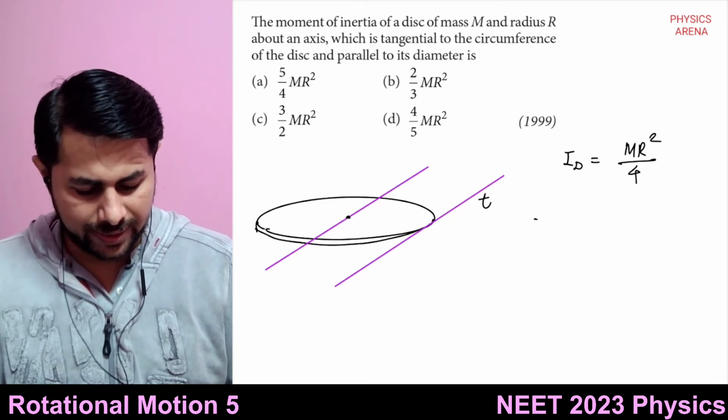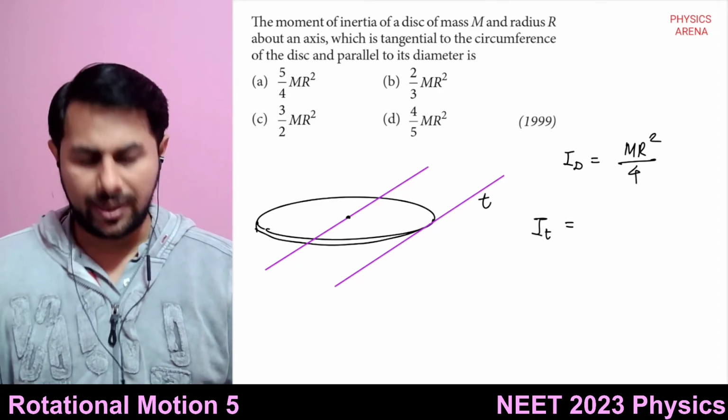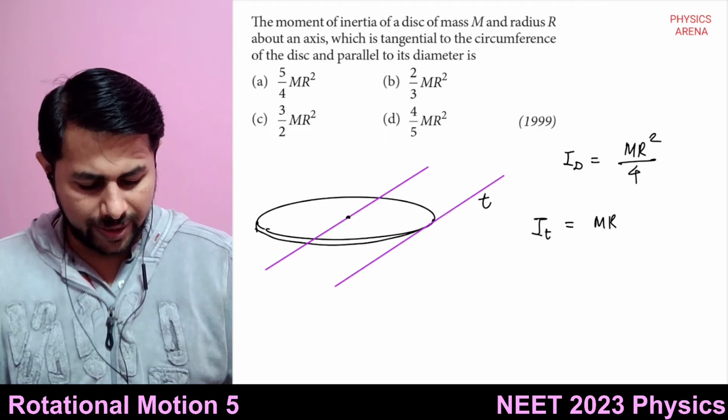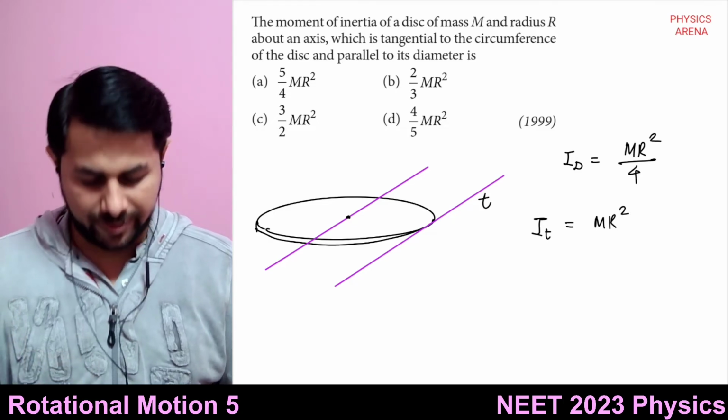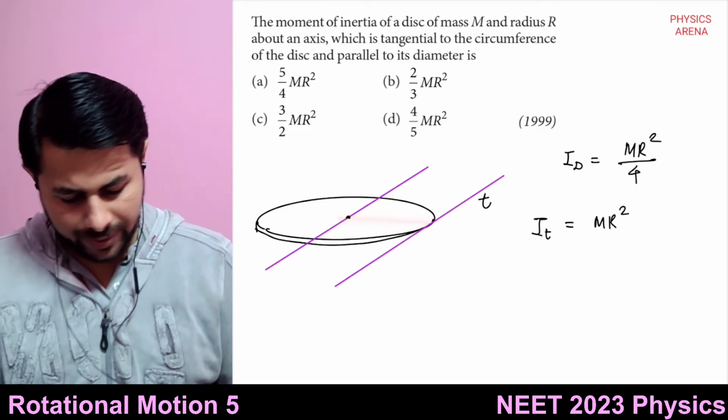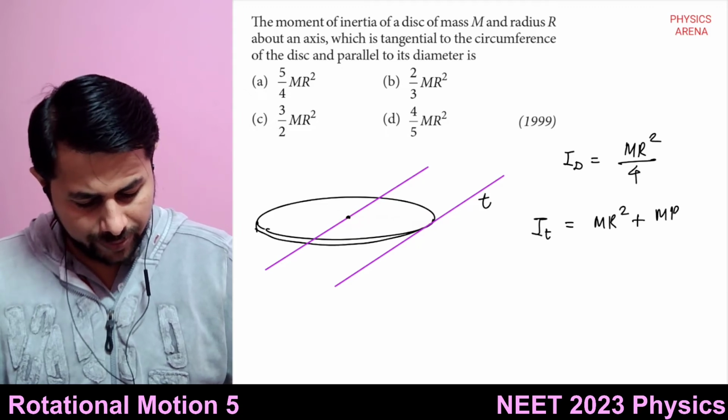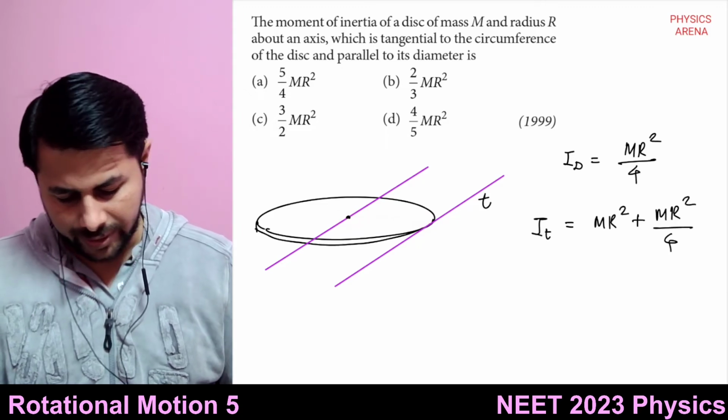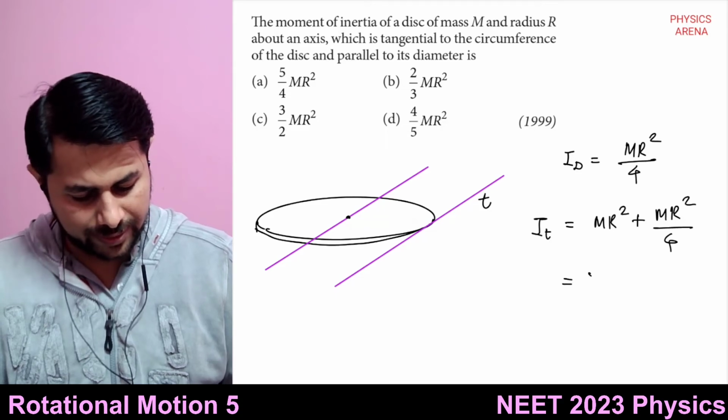So this is the tangential axis. I_T, using the parallel axis theorem, will be mr square, which is mh square because h is equal to r, plus mr square upon 4. So 5 by 4 mr square is the answer. Option A.